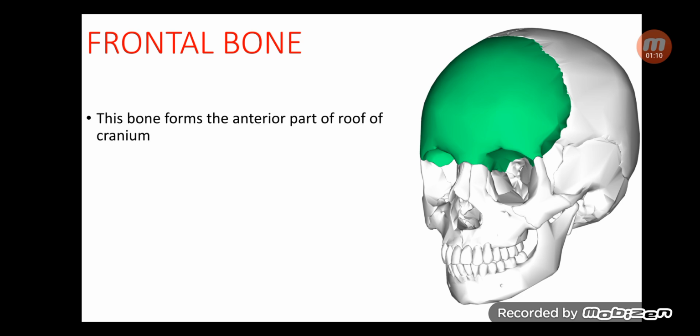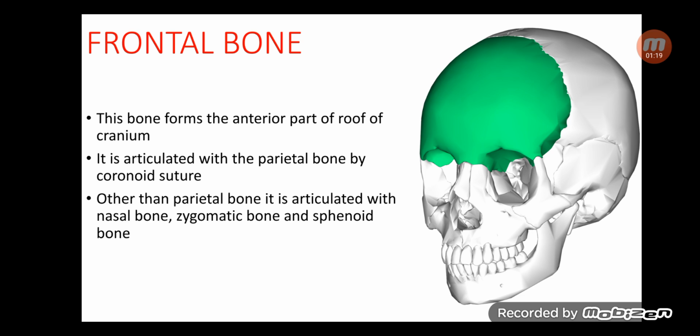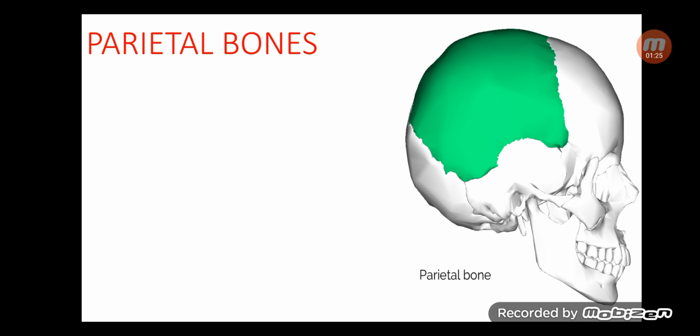Talking about the frontal bone, this bone forms the anterior part of the roof of the cranium. It is articulated with the parietal bone by the coronal suture, and other than the parietal bone, it is articulated with the nasal bone, zygomatic bone, and sphenoid bone. It forms the roof of the orbital cavity.